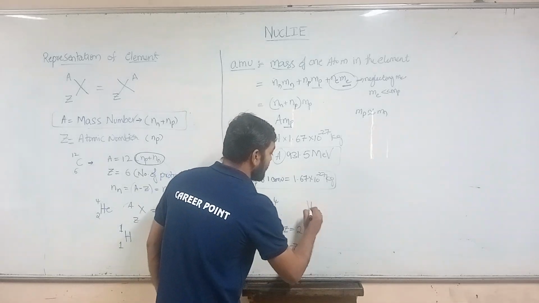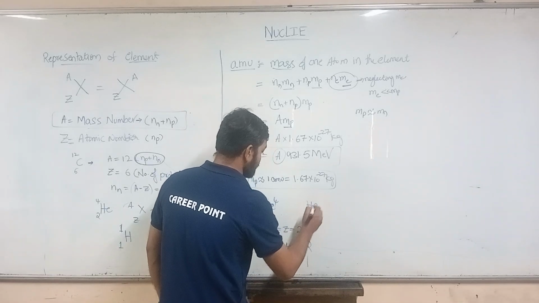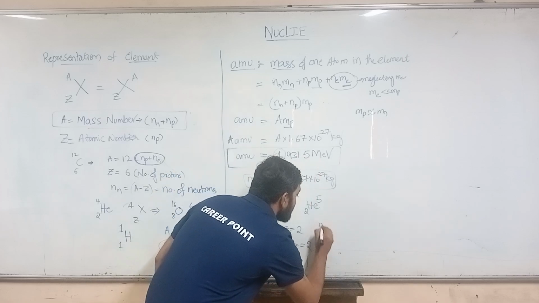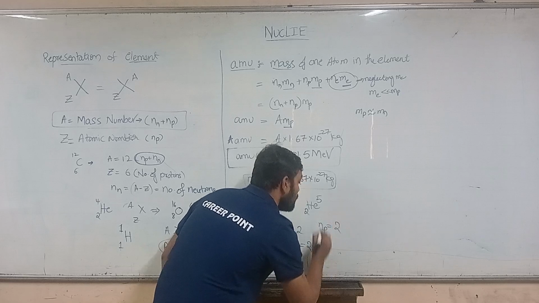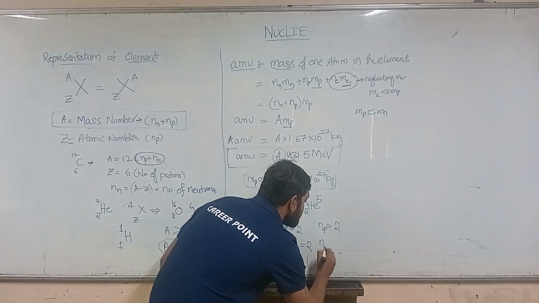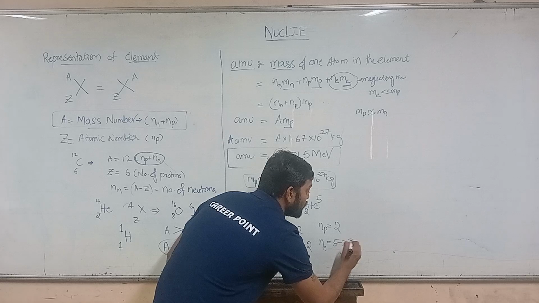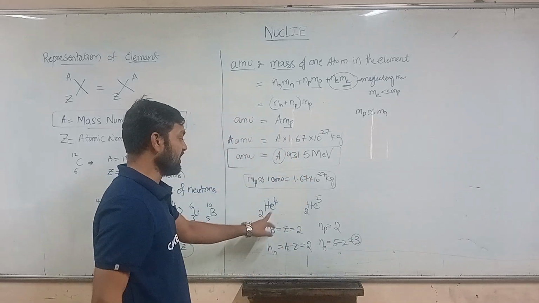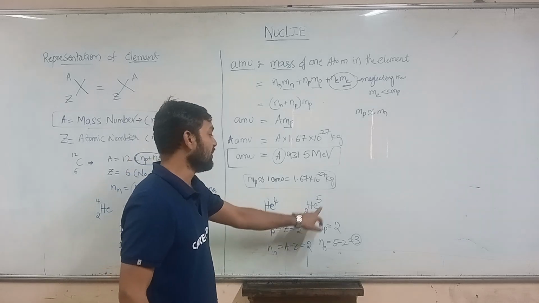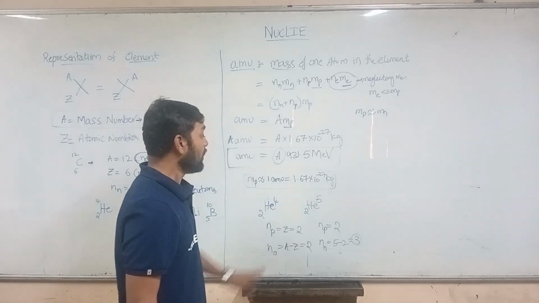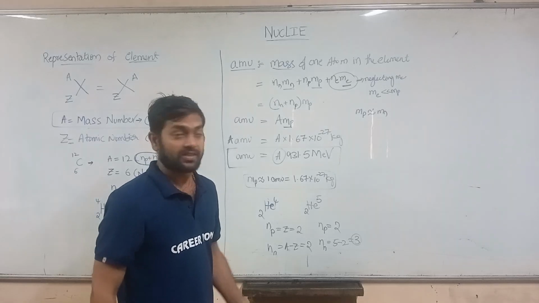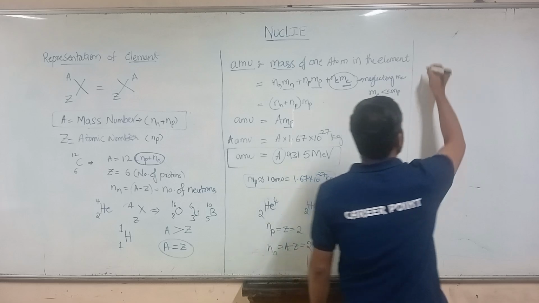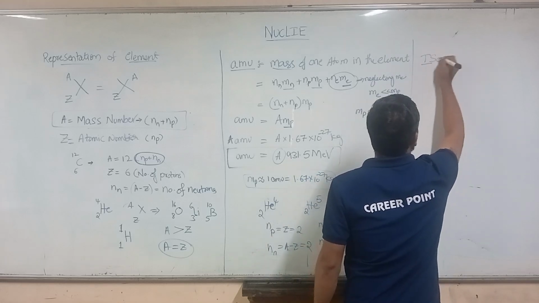Let us take another one, helium with mass number 5 and atomic number 2. Here the number of protons is 2 and the number of neutrons is equal to 5 minus 2, which is 3. So here you see we have helium 4, 2 and helium 5, 2. Those are called isotopes. I will explain about this. Alright. Next, isotopes.